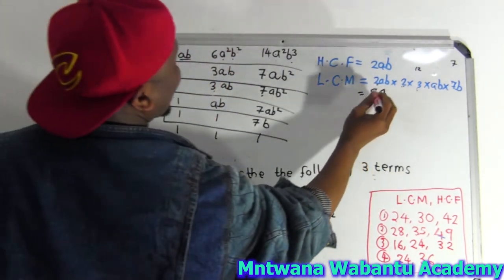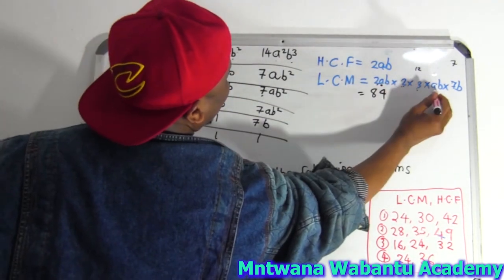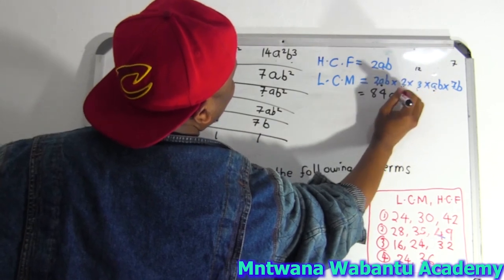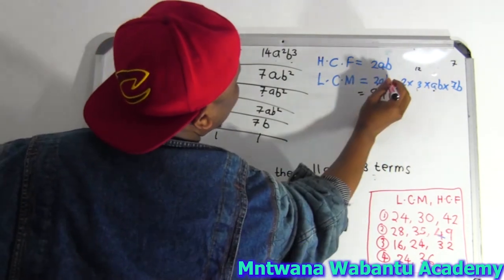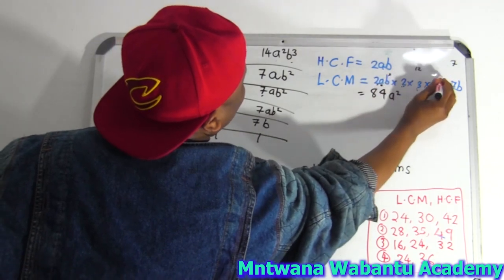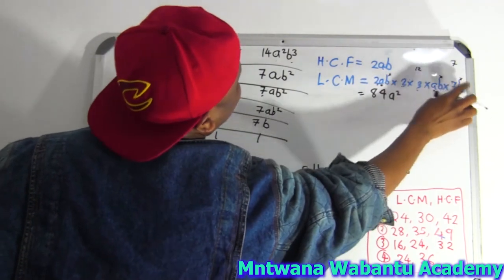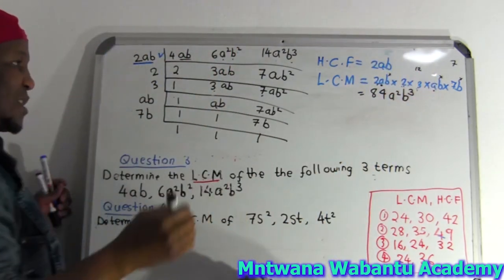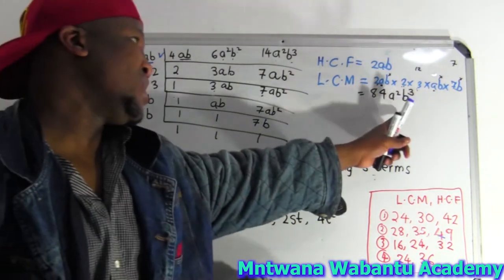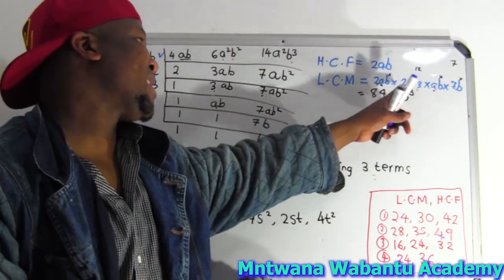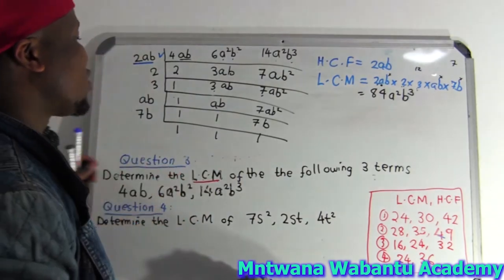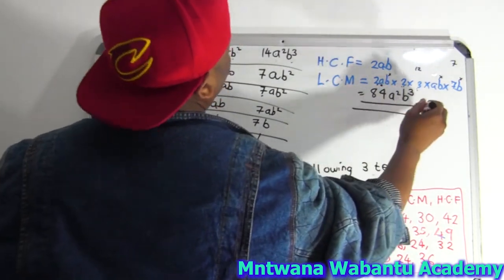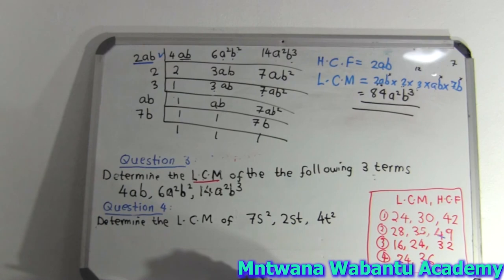Now we go for the letters. For the letter a, it's going to be a times a, which is a squared. Now we go for b. b is 1b, 2b, so b times b times b gives us b cubed. You know what I'm saying? But for a, a times a is just a squared. So this one here is going to be the final answer, the LCM for this question.